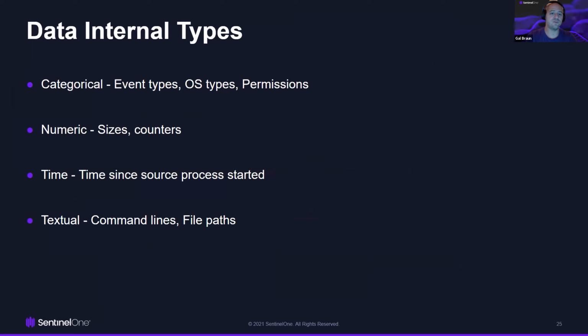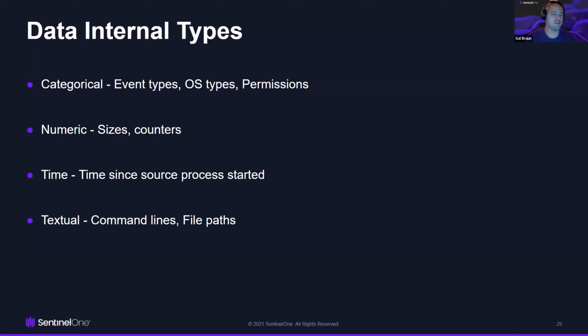So our raw data contains different kinds of data types. Events, OS, or permissions can be represented as categorical data. File sizes and action counters can be considered numeric data. Time differences, for example, how much time passed from the process start until the current event. And even textual data like command lines and file paths can be used to better understand the nature of the activity. So we have some extracted features, and we mentioned we want a classifier for our storylines.